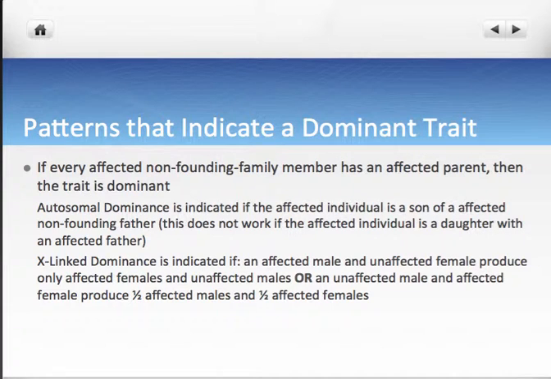So if we're looking to see if patterns indicate dominance, we need to see whether every affected non-founding family member has an affected parent. If so, then the trait has to be dominant. It's autosomal dominance if the affected individual is a son of an affected non-founding father. This doesn't work if it's a non-founding daughter. X-linked dominance is indicated if an affected male or an affected female produces only affected females and unaffected males. So that means that if the guy who's mating has the trait, then he can only pass it on to his daughters. The flip side of that is if the girl is the one that's affected, then about half of their sons will be affected and half of their daughters will be affected.